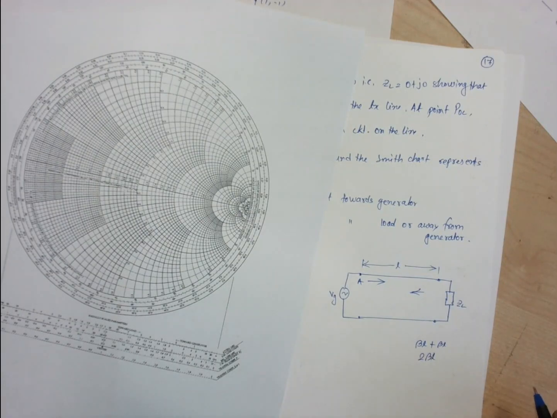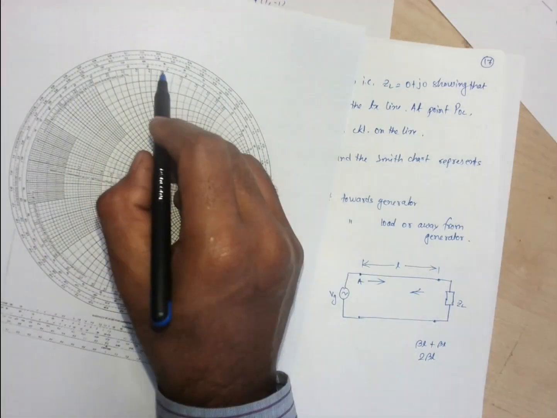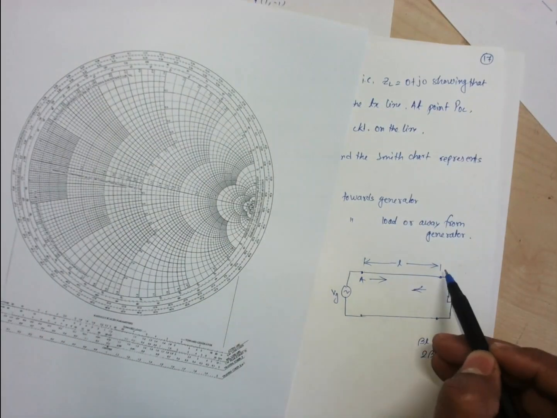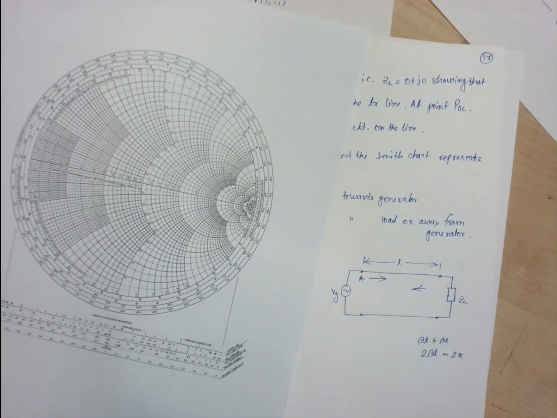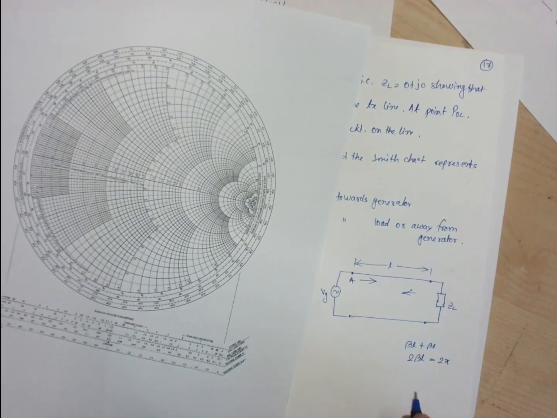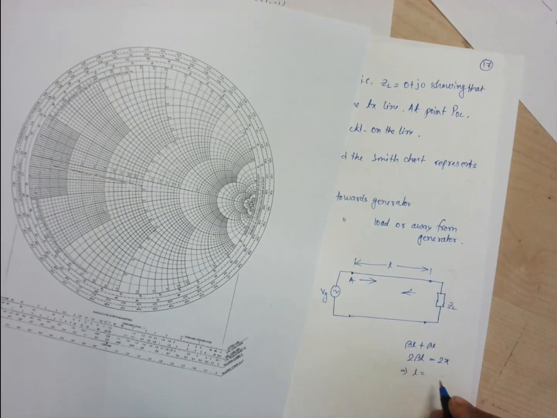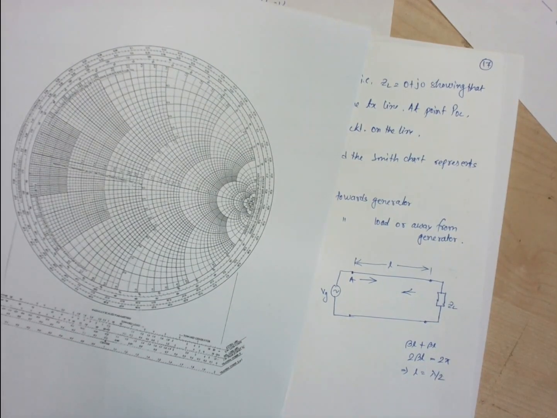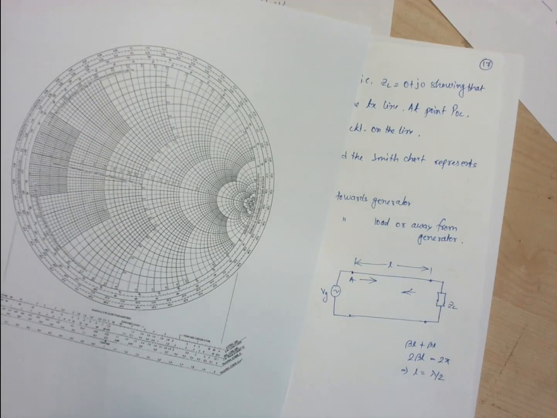Twice beta L. So twice beta L is how much? 360 degrees, right? Twice beta L is 360 degrees, a complete rotation from the source to the load, and again to the source. So it equals twice pi, right? So we can find from here that beta is twice pi by lambda, so L is lambda by 2. Understood? L is lambda by 2. So one complete rotation covers a lambda by 2 distance.